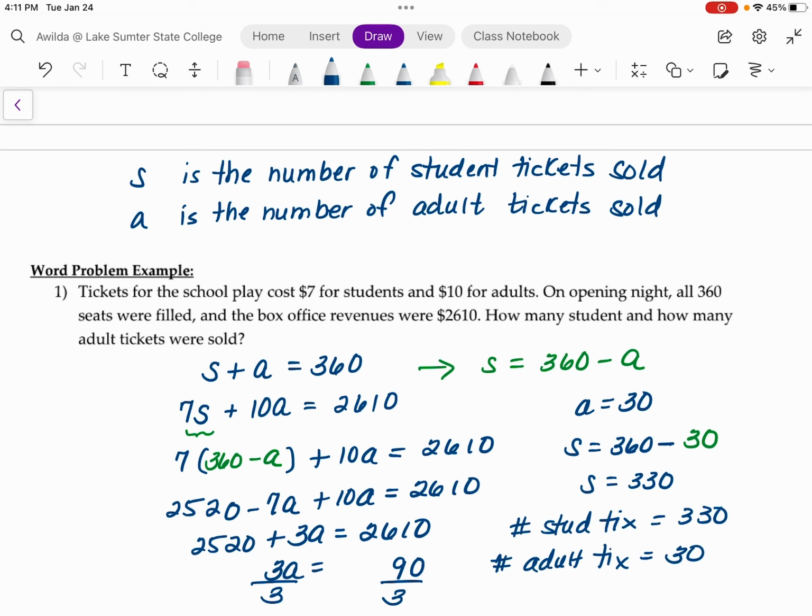If you want to verify that these are correct, you can multiply 330 by 7, multiply 30 by 10, and adding those two products together should give you 2,610.